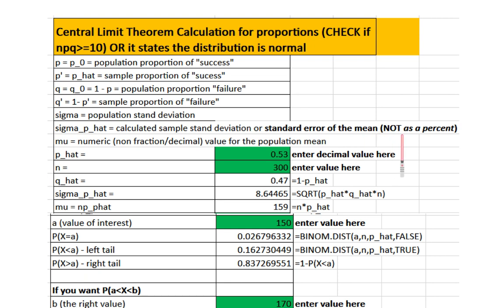This is not usually given as a percent. I'll show you further down in the calculators when it is given as a percent. It's a different kind of calculation. Mu is a numeric non-fractional decimal value used for population means.